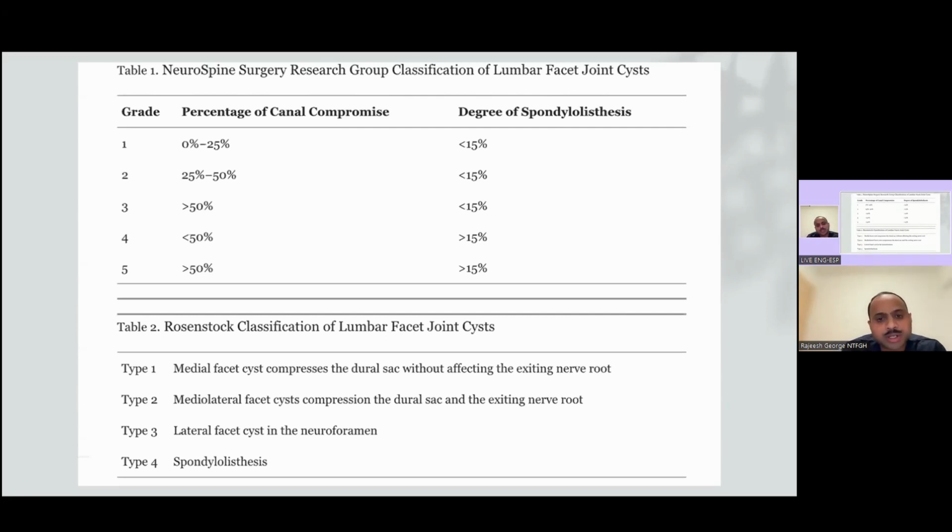And the Rosenstock classification takes into account the location of the cyst. So if you have a medial, lateral, or a foraminal cyst, it goes to a higher grade. And with the spondylolisthesis, obviously, it comes to the highest grade, which is type 4.